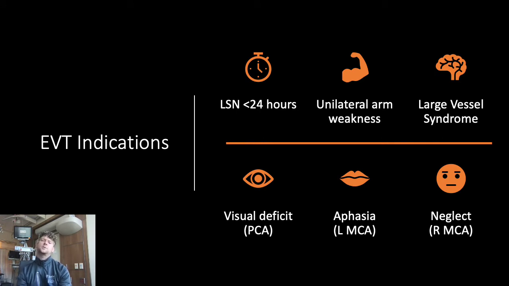We're looking for some sort of unilateral arm weakness, sometimes facial droop, since your arm and your face are side by side on your motor homunculus, and then a symptom that would indicate large vessel occlusion. So those large vessel occlusion syndromes are visual defects indicating a PCA lesion, aphasia indicating an MCA lesion on the left, and neglect indicating a right MCA lesion.